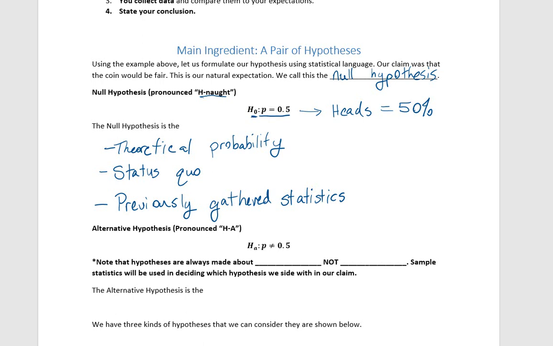Previously gathered statistics is when we want to know, have things changed over time? So for example, if we wanted to compare, say, the percentage of college graduates in 1940 to the amount of college graduates in 2020, okay, maybe they're only different by like 0.5%, and we want to know, is that statistically different enough to say that college enrollment rates and graduation rates have changed?